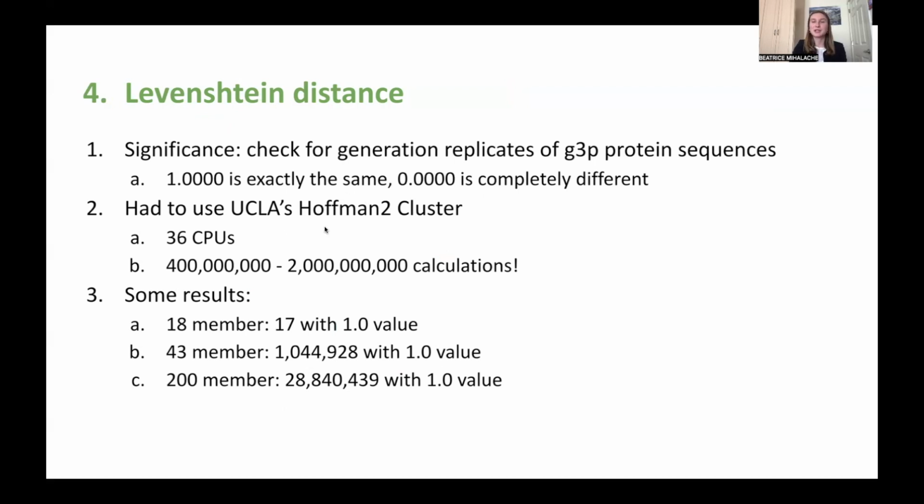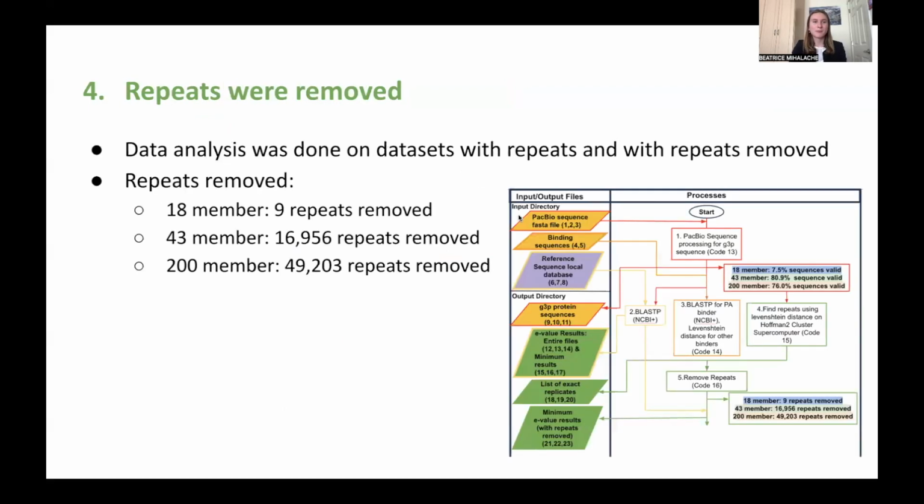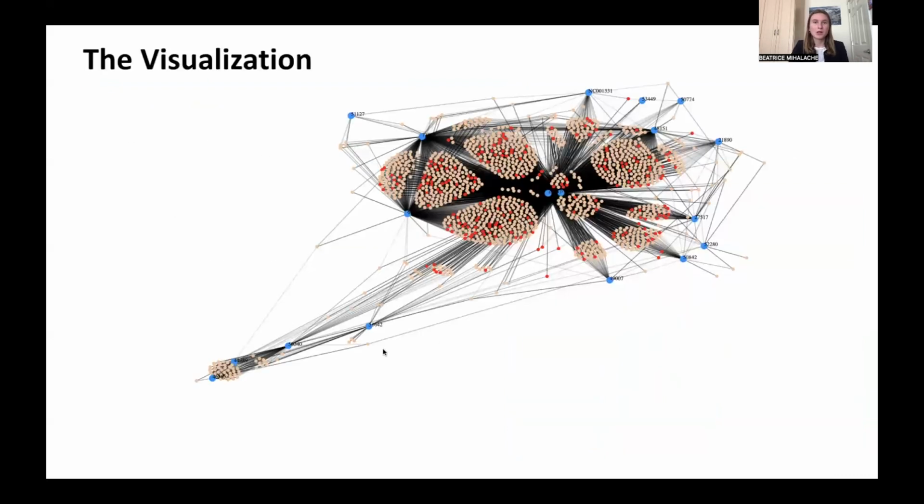And for this, I used UCLA's Hoffman2 cluster supercomputer to do the calculations on. And then I removed repeats, and there was a varying number of repeats across the different libraries removed, also indicating certain things about the quality of the library and the thermodynamic favorability of the G3P proteins created. So now I'm going to break down the visualization.